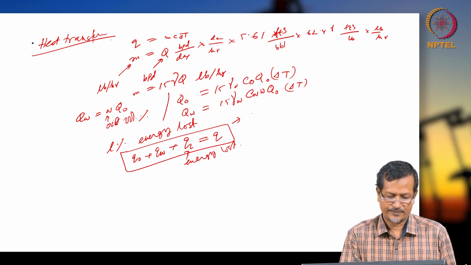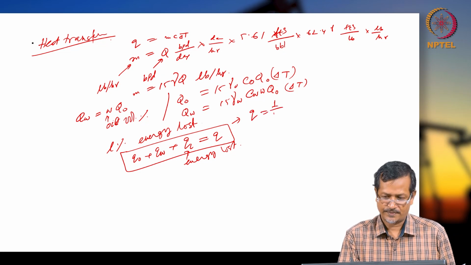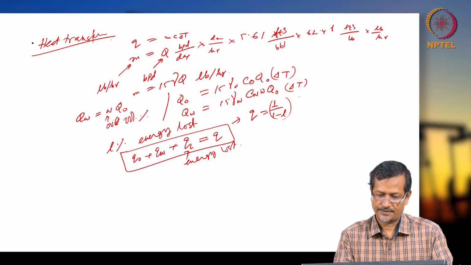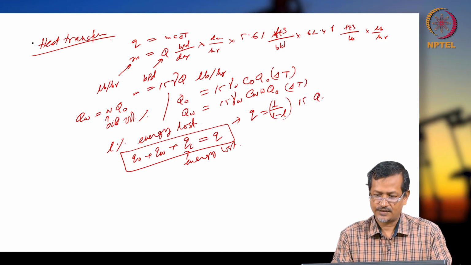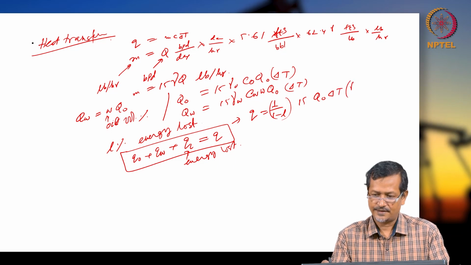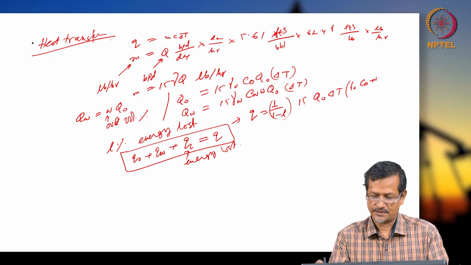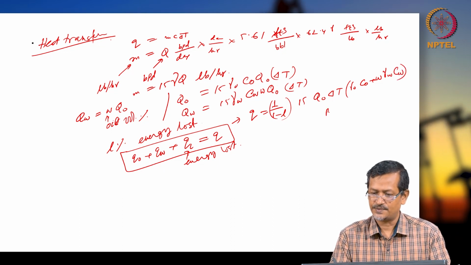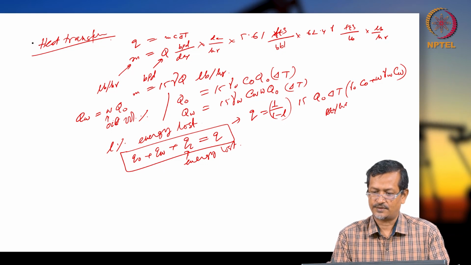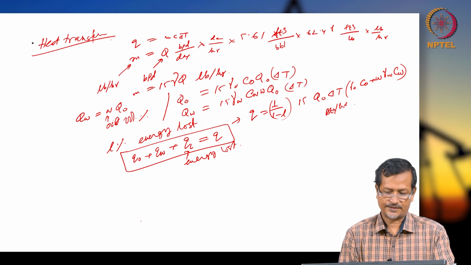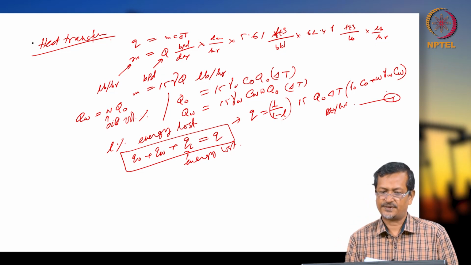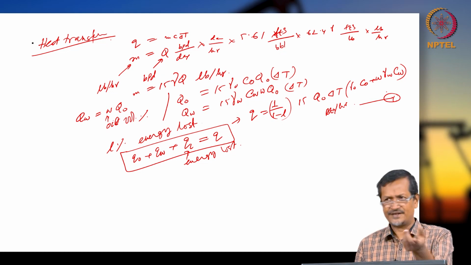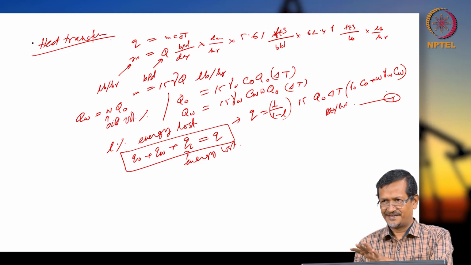So finally the formula becomes: Q equals 1 by (1 minus L), where L is the fraction of energy lost, times 15 Qo ΔT (γo Co plus W γw Cw). This is in BTU per hour. This is the formula for heat transfer calculation. Whatever formula you use, the basic formula is Q equals mCΔT, which you have to remember, then you have to convert units, then done.